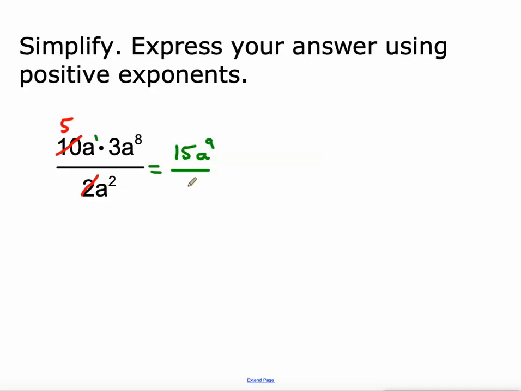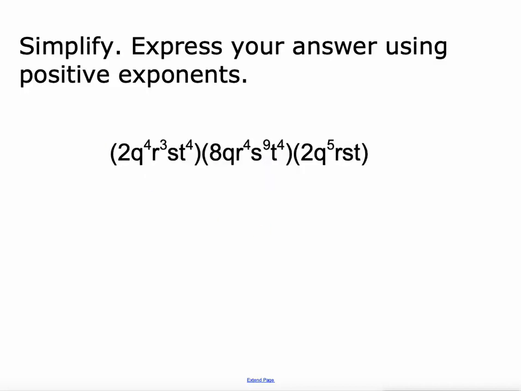Over, that 2's gone, it's just a 1 now, over a squared. So this will simplify to 15 times a to the 7th, because 15 divided by 1 is 15, and a to the 9th divided by a squared is a to the 7th. When you're doing division, you're supposed to subtract the exponents. So 15a to the 7th.